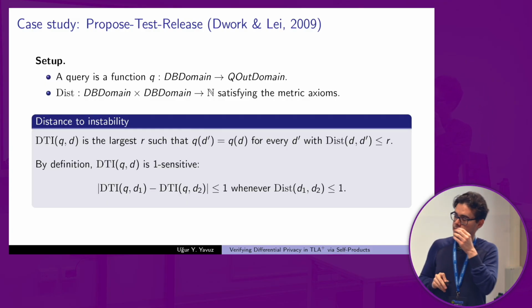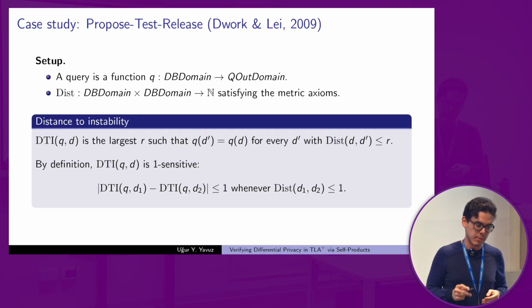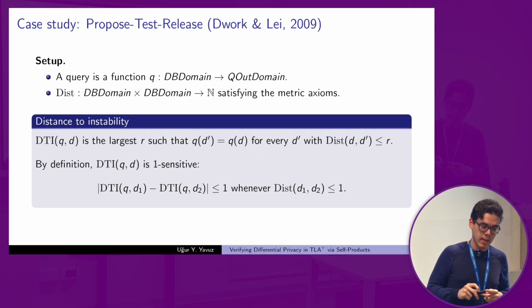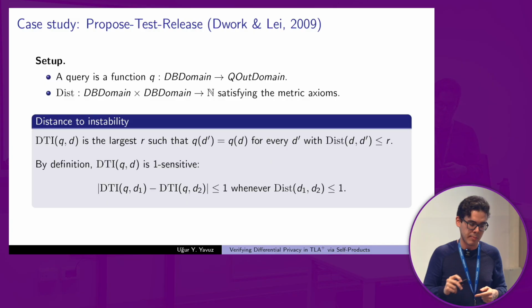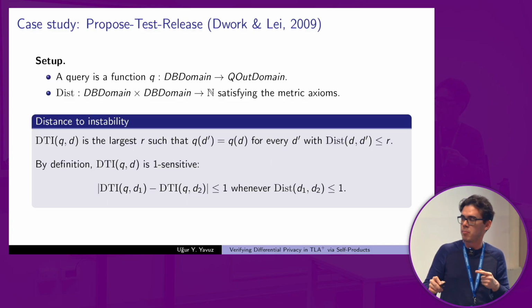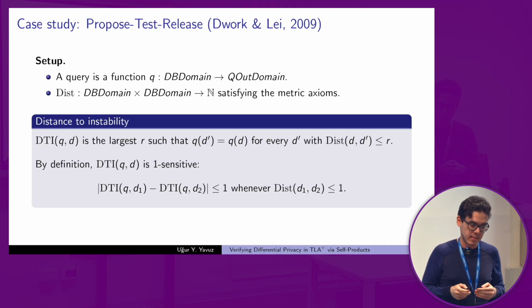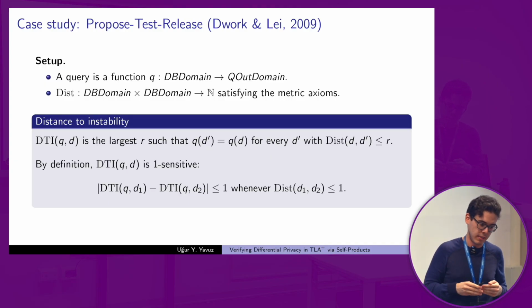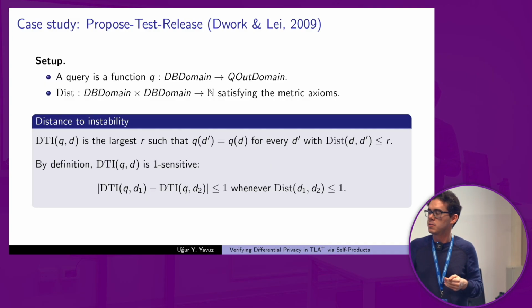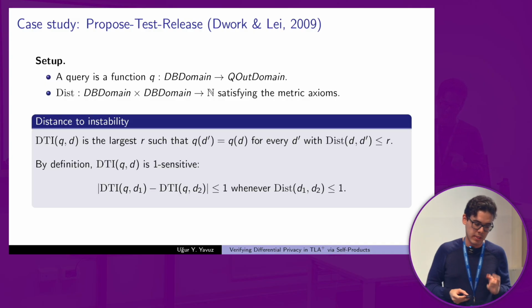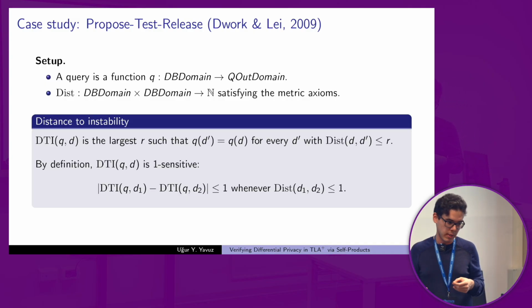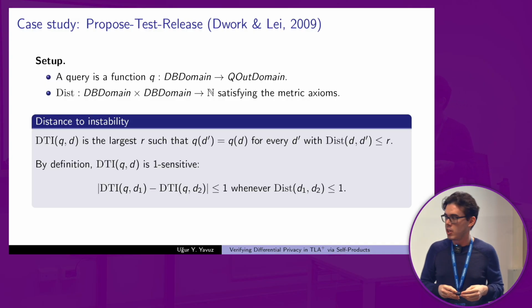And the key concept of this case study is the distance to instability, which I'll abbreviate DTI. DTI of a query Q and a database D is the largest radius R such that the query gives the same answer on every database D prime within distance R of D. Intuitively, it's the size of the stable neighborhood around D. It's how far you can move from D before the query answer changes. And by definition, DTI is one sensitive. If you move from D1 to a database D2 within distance 1, then the value of DTI changes by at most 1.